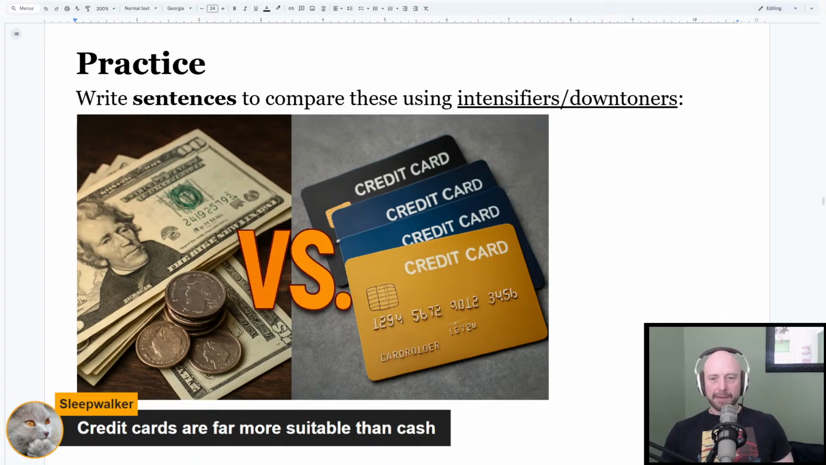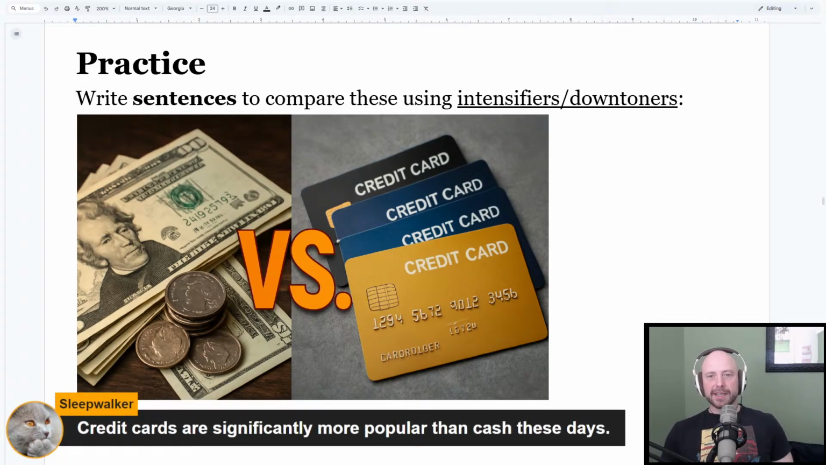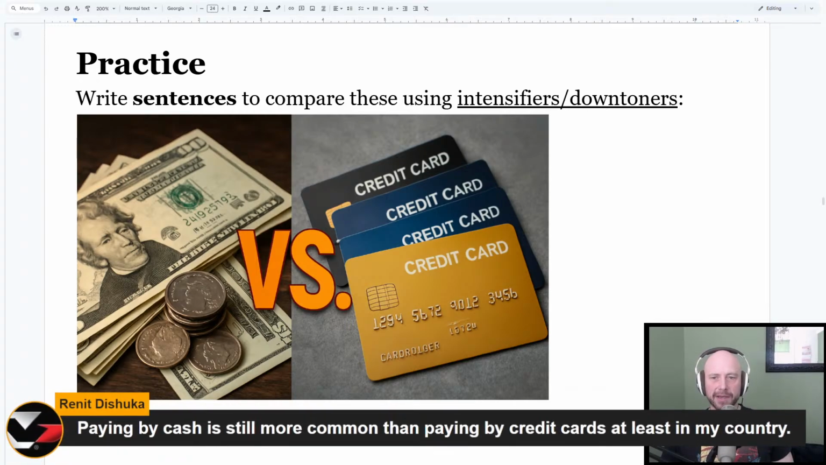Some people claim. Credit cards are way more useful for online shopping. I like it. That's a great sentence. Great, because also we have the reduction. It's a half the form. We don't need to say the full form that we're comparing it to cash. So we don't need to say than cash. Not necessary. Just say credit cards are way more useful for online shopping. Great. Credit cards are significantly more popular than cash these days. Paying by cash is still more common than paying by credit card, at least in my country. Great.